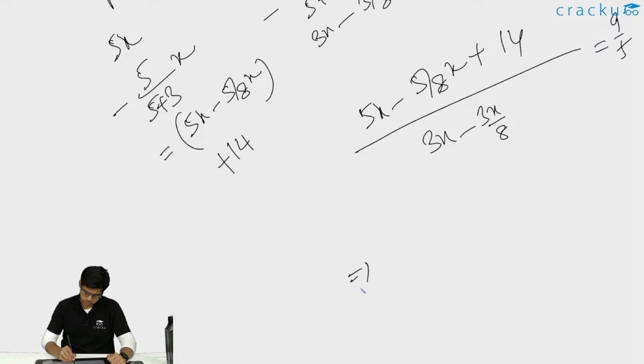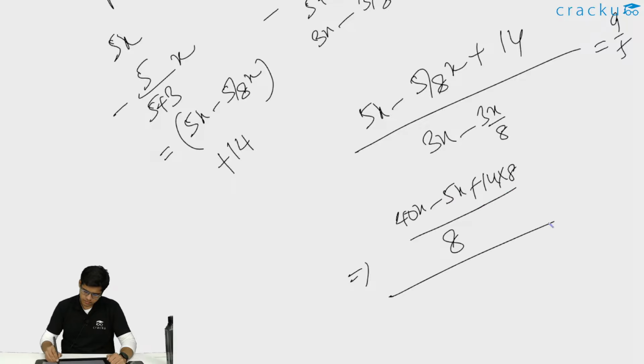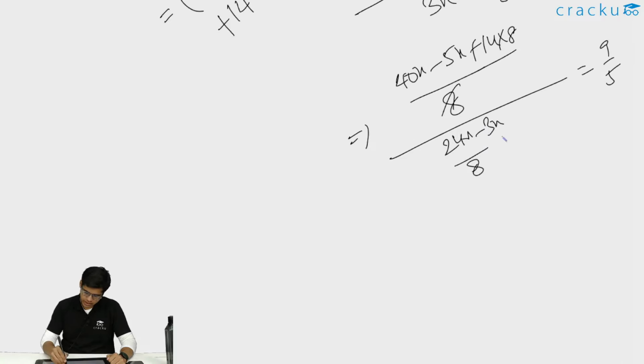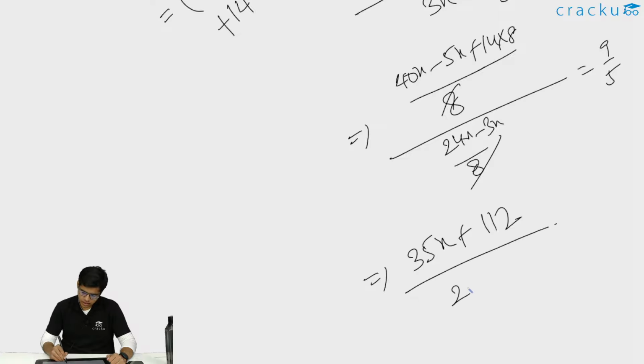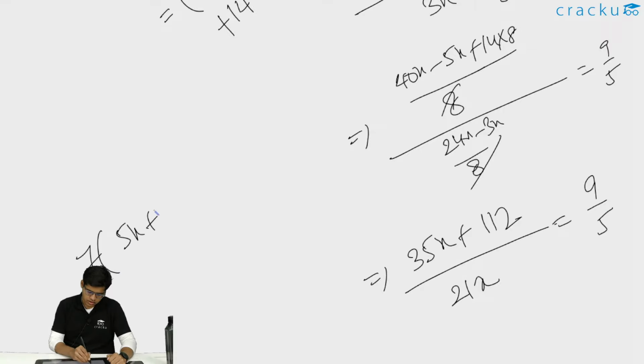Okay, I can take 8 as LCM. So (40x minus 5x plus 40 into 8) by 8, over (24x minus 3x) by 8, equals 9 by 5. 8 I can cancel. So 35x plus 320 divided by 21x equals 9 by 5. I can cancel with 7, if you guys see. 7 into (5x plus 16)... 16 times 7 is 112. This is 7 into 3x. This is 9 by 5.